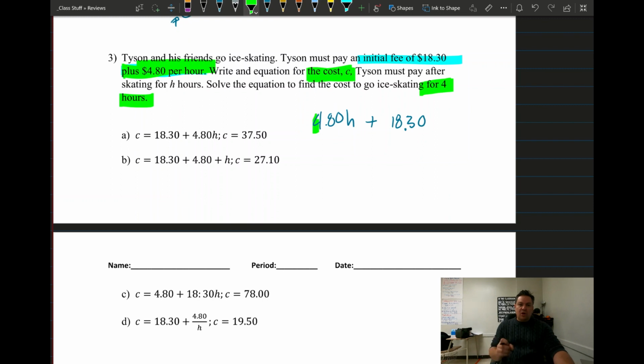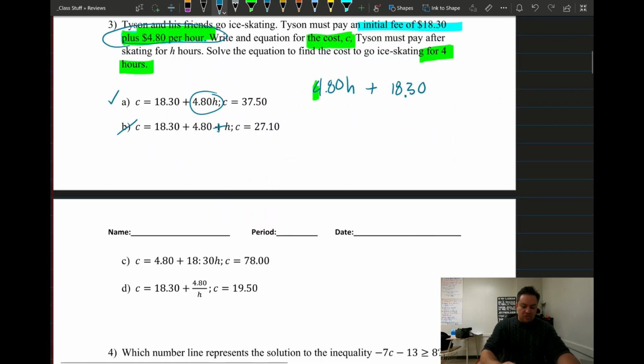So first off, let's look at the options. I know that the 4.80 has to go with the variable because it has per hour. So if I look at this one right here, my answer choice is A, 4.80H. Yes, I need that. What about this one? 4.80 is not with the H, it has it next to it, but it's adding H. So no, it has to be together, no spaces. C, I'm missing the H right here. They actually put it in with the fee. So no, you're only paying the fee one time. And the last one, we're dividing by H. So no, my only choice has to be A.